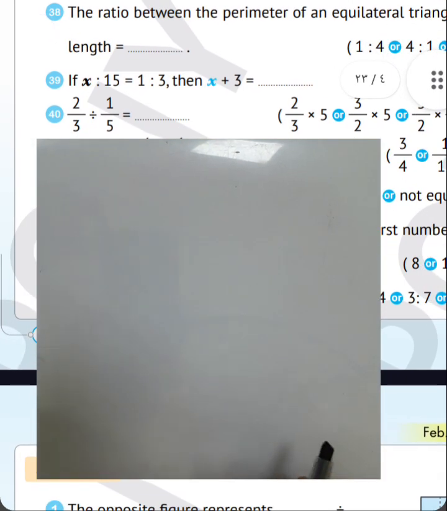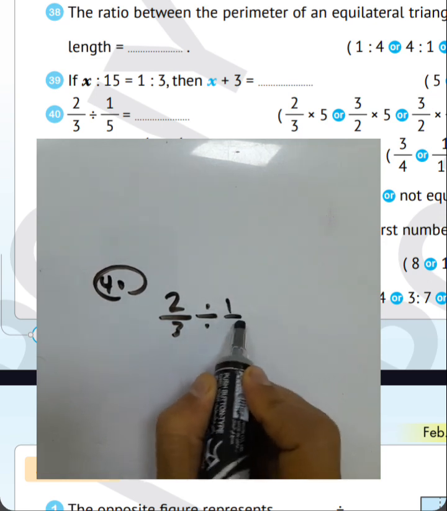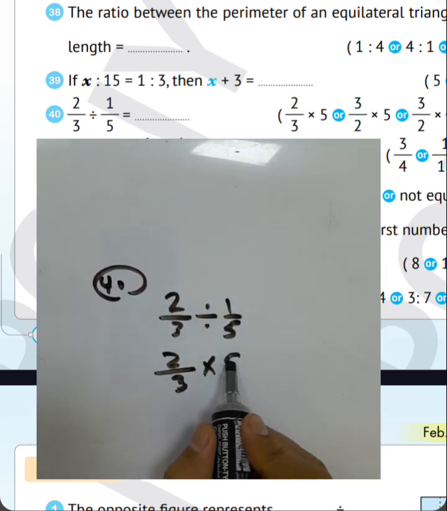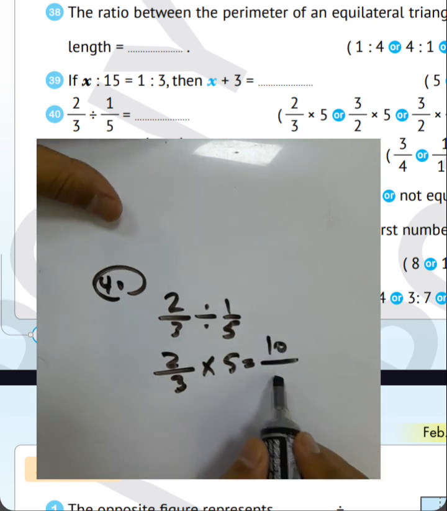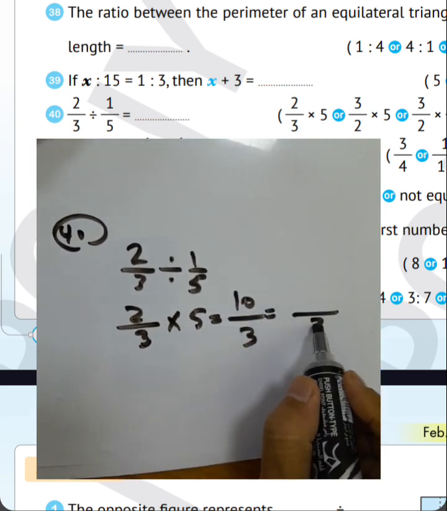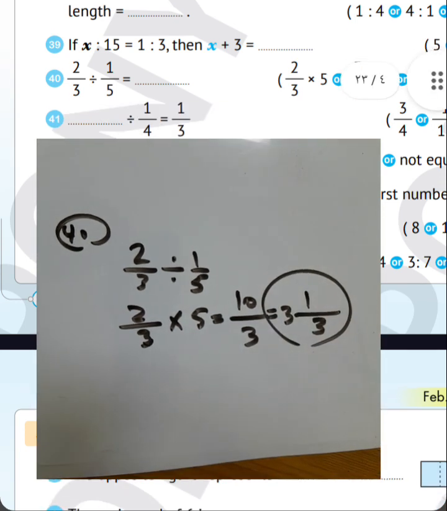Question 40. We have 2/3 divided by 1/5. We can write 2/3 and write the reciprocal of 1/5, which is 5. 2 times 5 equals 10, so 10/3. You can simplify it by converting to a mixed number. 3 times 3 equals 9 and the remainder is 1. The result will be 3 and 1/3.